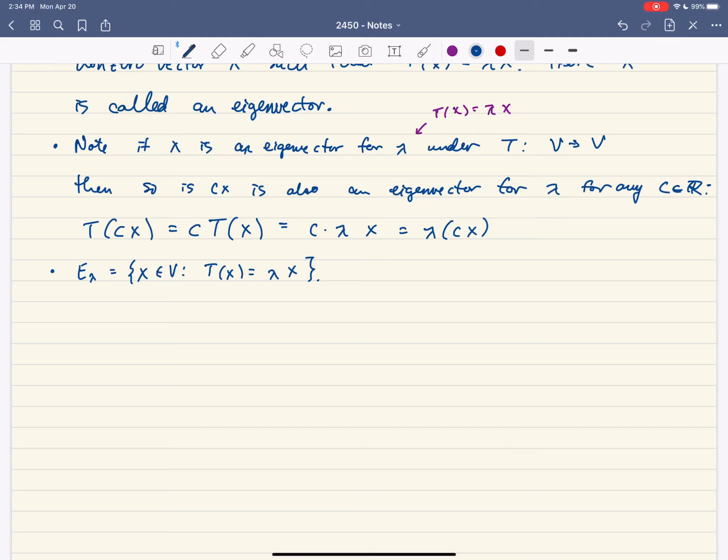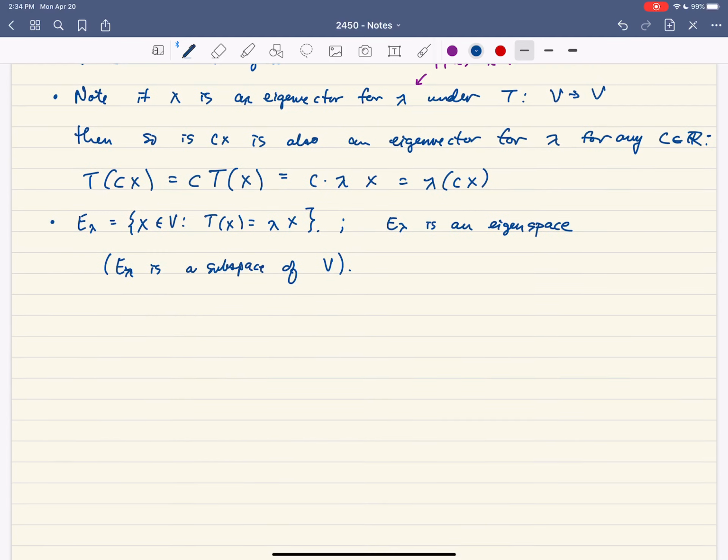It turns out that E sub lambda is called the Eigen Space for the eigenvalue lambda. The reason why we use the word space is that E sub lambda is a subspace of V. I'll let you prove that on your own. It's super straightforward because of the properties of a linear transformation. So that's the eigenvalue, eigenvector, and eigenspace, which are the big ideas to talk about in this chapter.